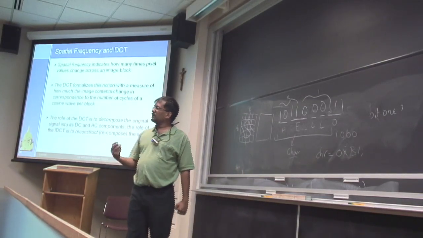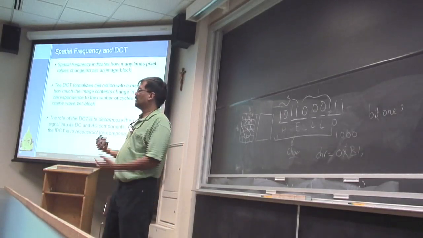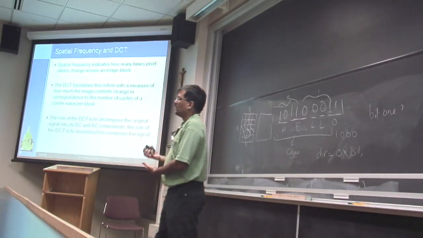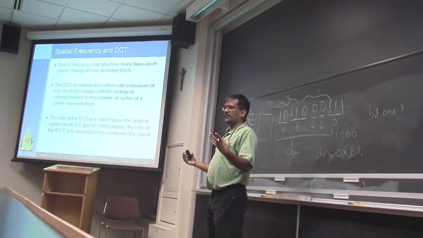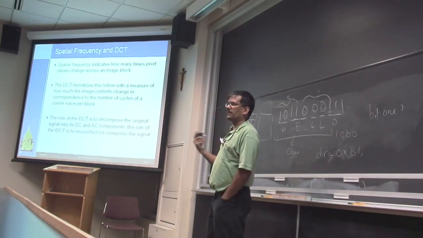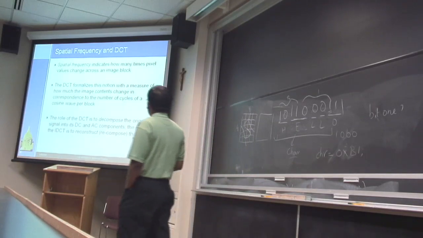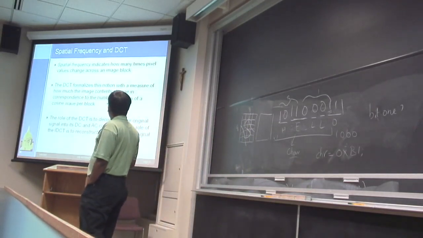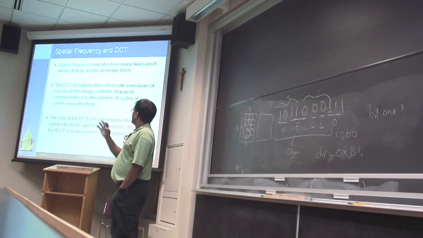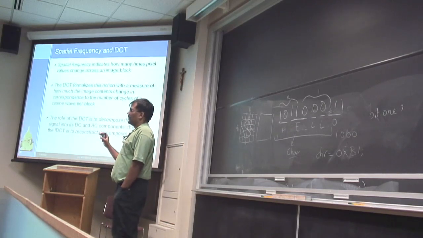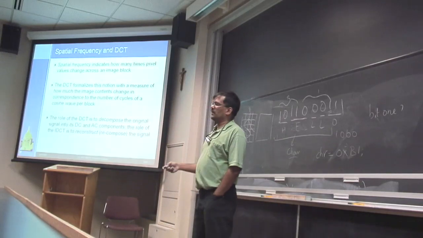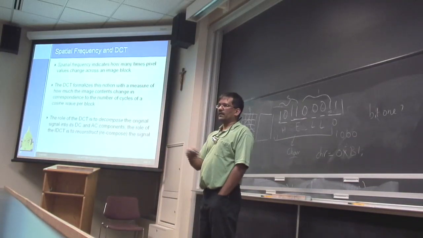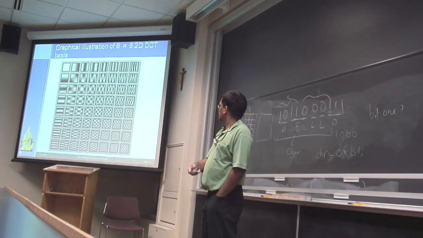The spatial frequency essentially shows how many pixels change in that particular image block. The different coefficients tell you different frequency components that are part of the original image. So essentially, you convert the original image into the DC component and the frequency components, and then the inverse of this will get you back to the image that you originally had.